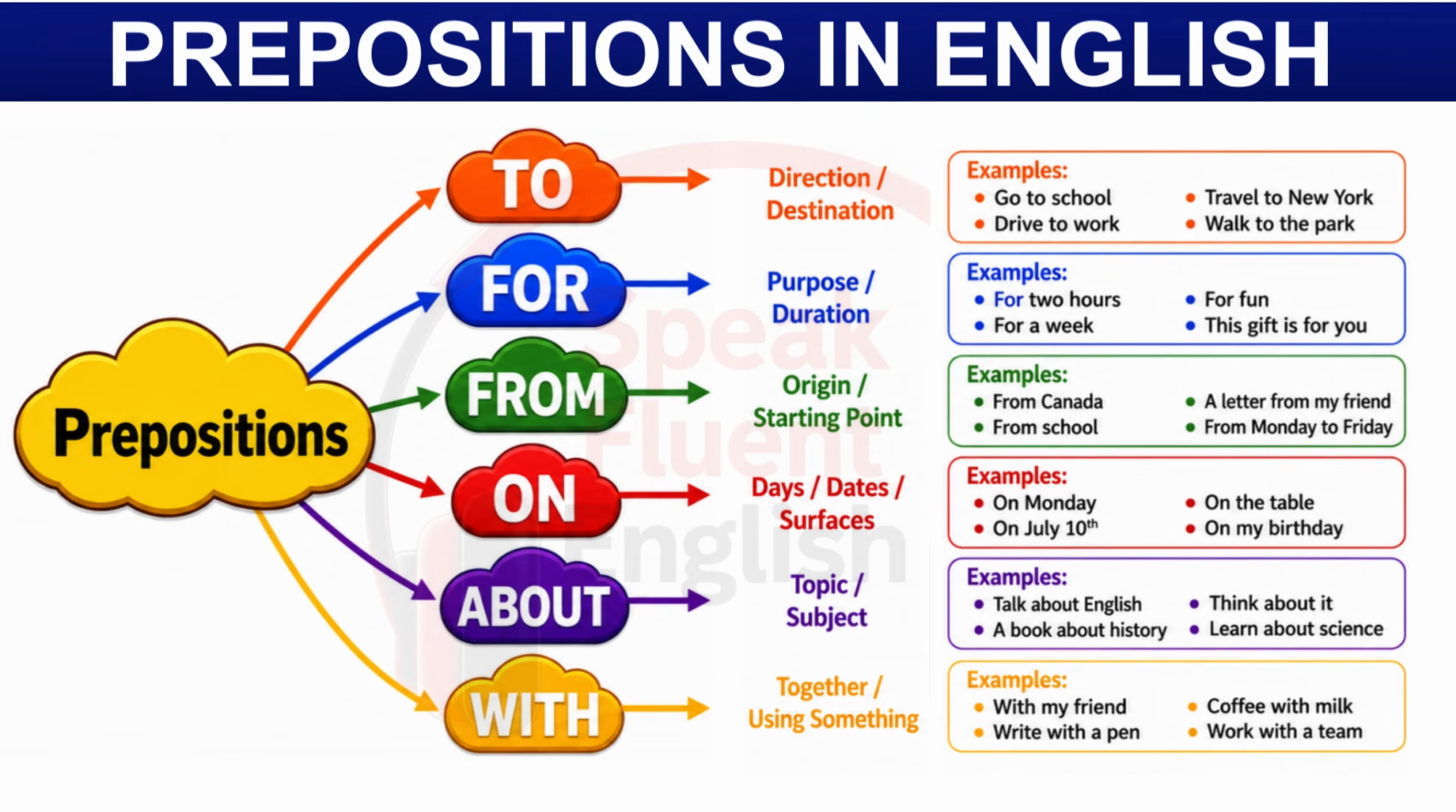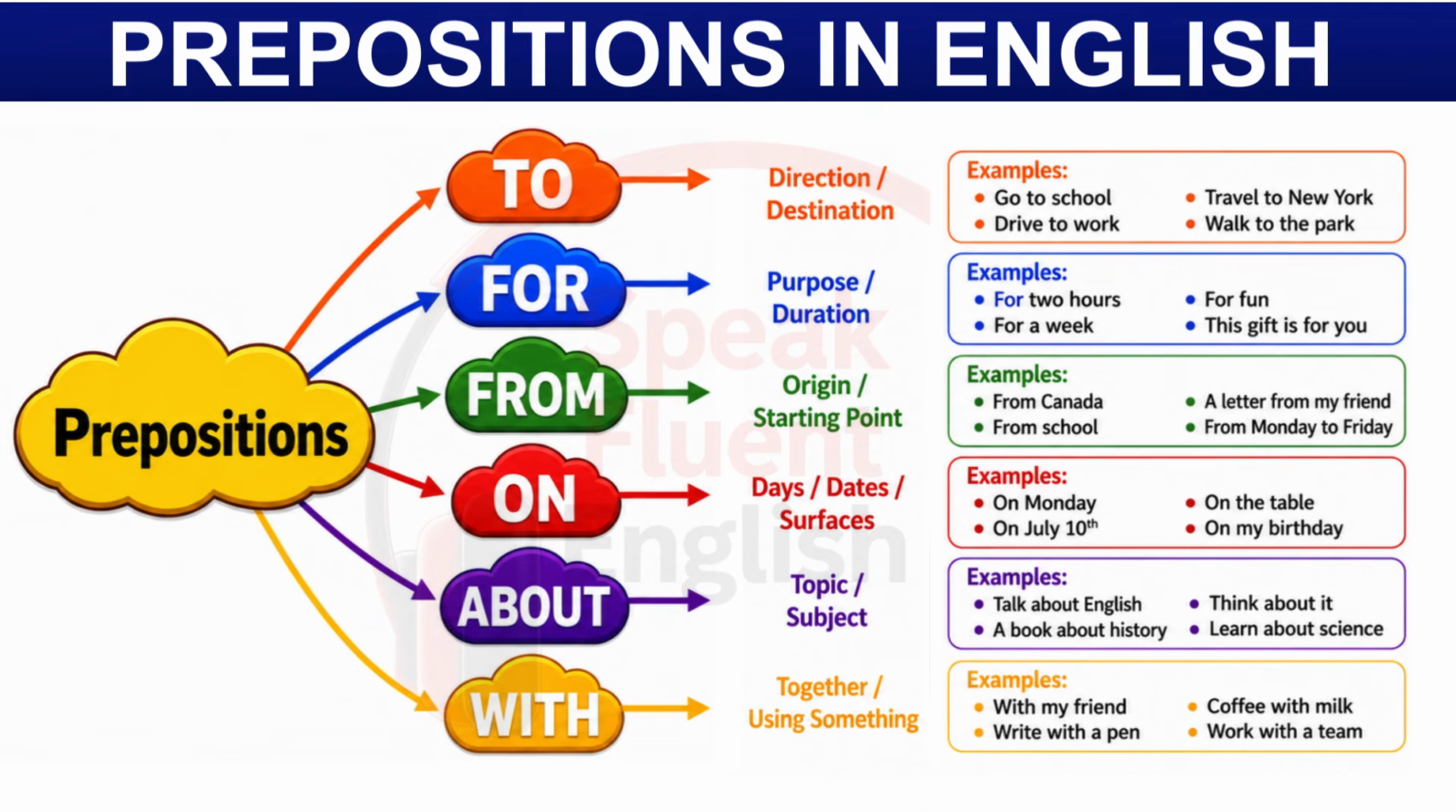Next, about. About shows a topic or subject. It tells us what someone is talking, thinking, reading, or learning about. Let's look at some examples. Talk about English. We often talk about English grammar.